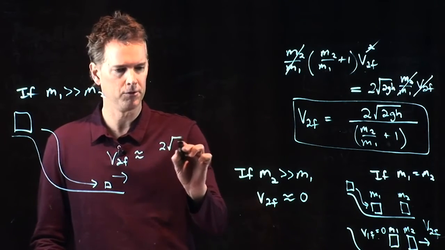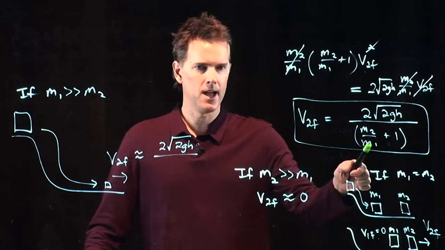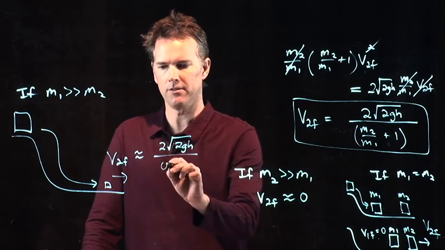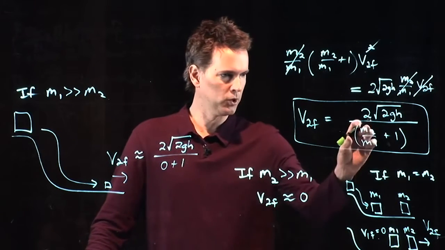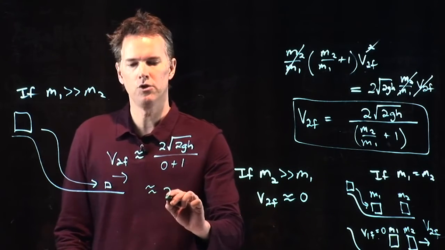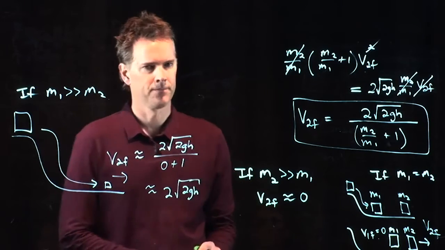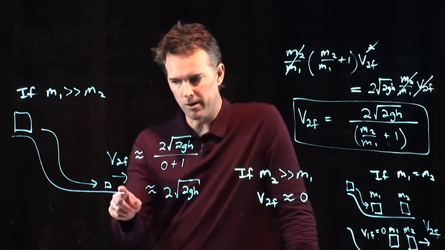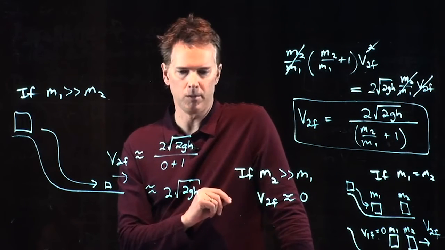It's 2 times the square root of 2gh, divided by 1 plus M2 over M1. We're going to say that M2 over M1 is essentially 0. Okay, we're going to ignore this term. And so this thing ends up being 2 times the square root of 2gh. Okay, and so it will take off faster than the other cases that we looked at.